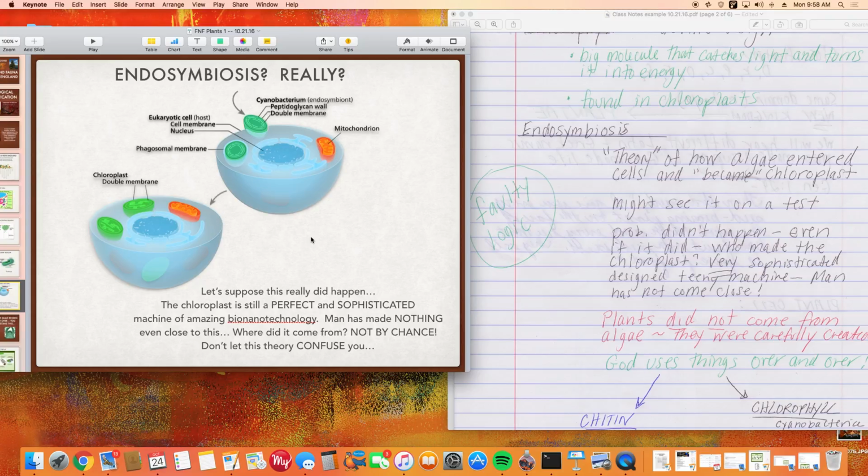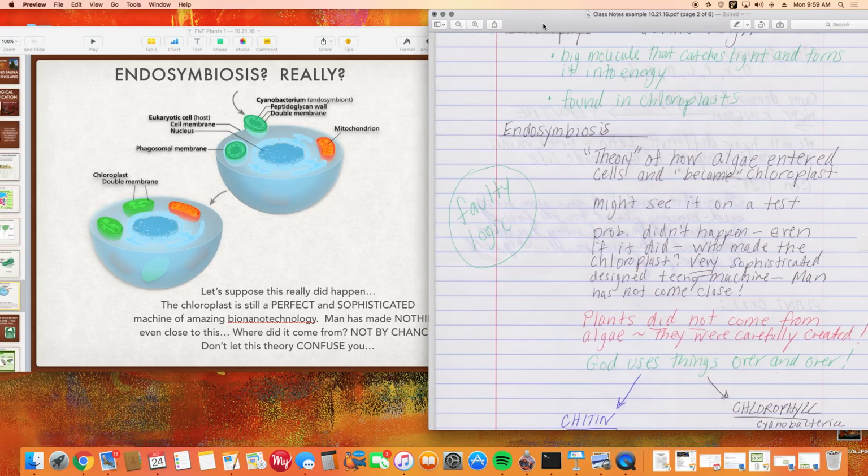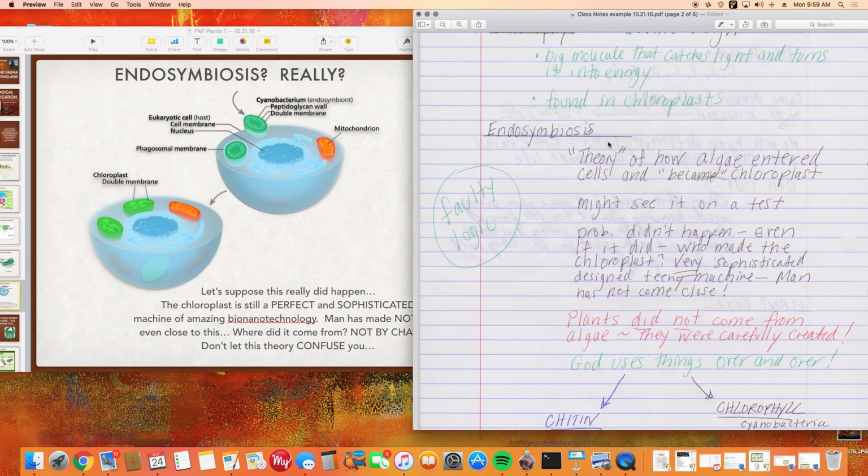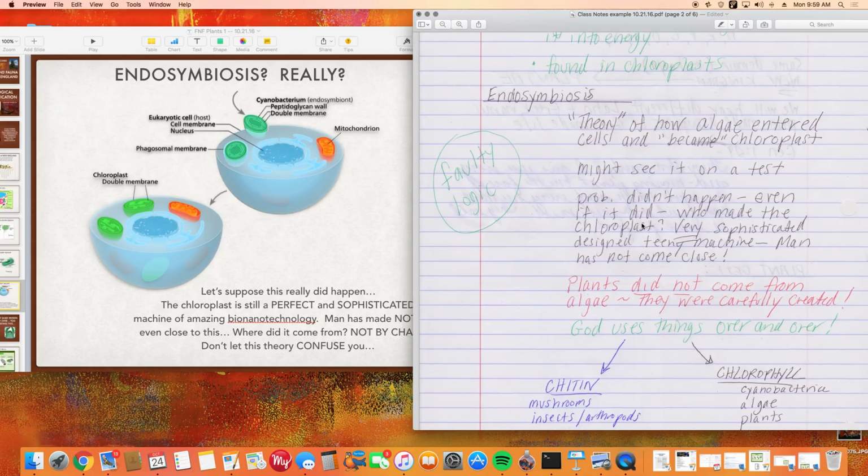So, it's one of these things where when we're presented with faulty logic or the scientific consensus, I'm always going to rebut that for you guys. So this is my rebuttal to you. When you see, plants came from algae, my question is, really? Explain how, explain why, because I'm not seeing a logical explanation.